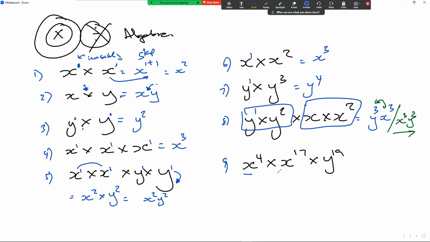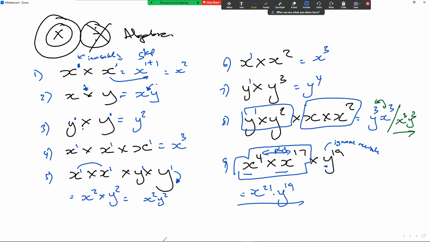The next one, we got two x's which are the same, the y is different, so we can only multiply the x's, which means we technically going to ignore this and just rewrite it after this. 4 is going to add to the 17 to become 21. So that's x to the power of 21 times y to the power of 19. You can put a dot in between and just write them together. And that's it. We just rewrote that second part over there. And that's how we get up there.